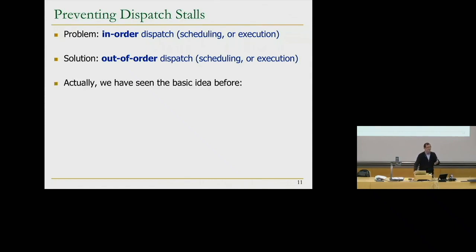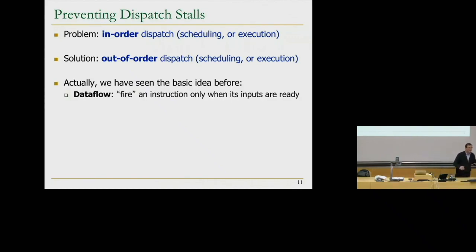And we've seen the basic idea of out-of-order dispatch before. This is really about data flow, and we're going to use the same principles. We're going to build a mini data flow engine in hardware inside the processor. Data flow says you fire an instruction only when its inputs are ready, and that's exactly what we're going to do. We're going to keep track of the readiness of the source operands of each instruction. And if they're both ready, then the instruction is going to execute and produce a result.